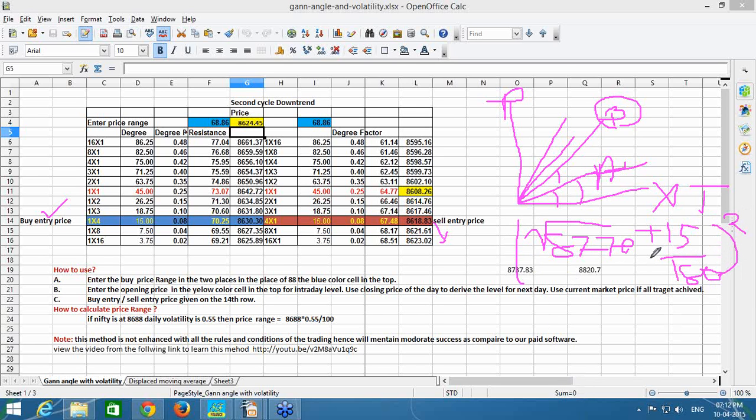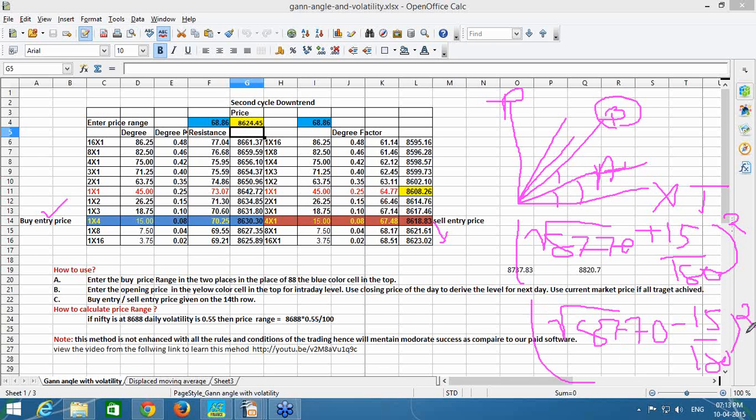How will you take the supports? In the same way, you take the square root of this number 8770, the reference price point from where you calculate the resistance lines and support lines, minus the degree factor associated with it, then take the whole square. This is what you have to do.